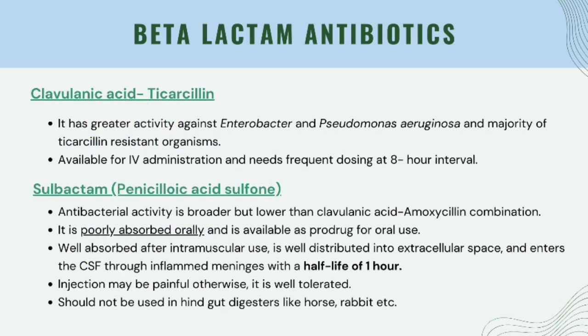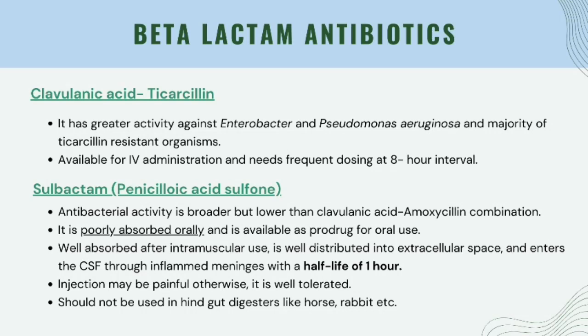Clavulanic acid is also combined with ticarcillin to fight antibiotic resistance. This combination has greater activity against Enterobacter and Pseudomonas aeruginosa and the majority of ticarcillin-resistant organisms. It is available for IV administration and needs frequent dosing at 8-hour intervals.